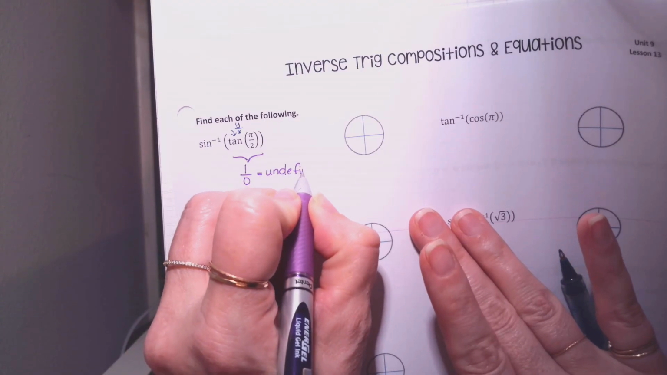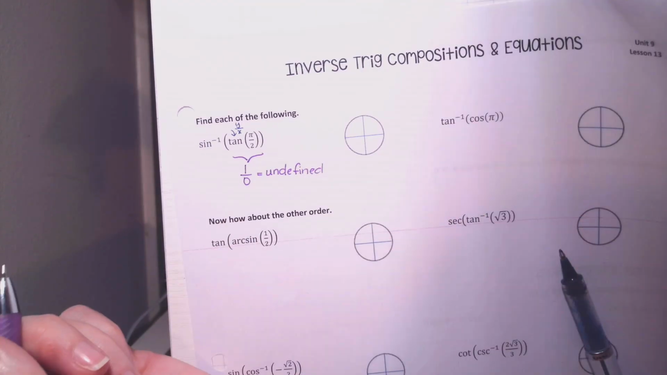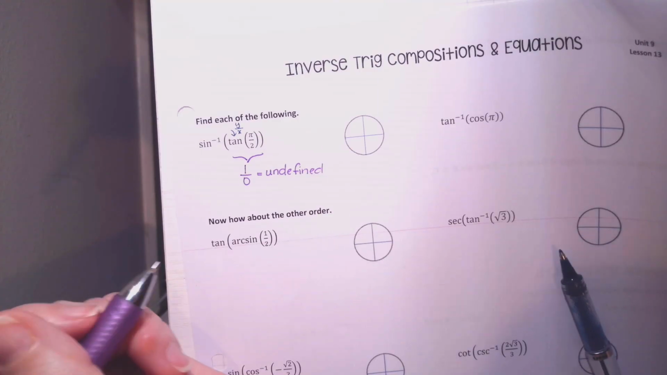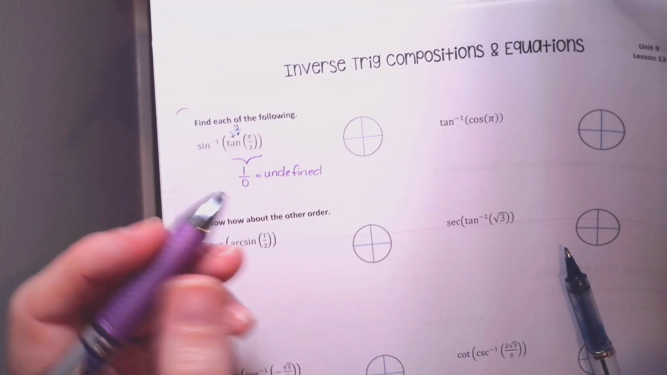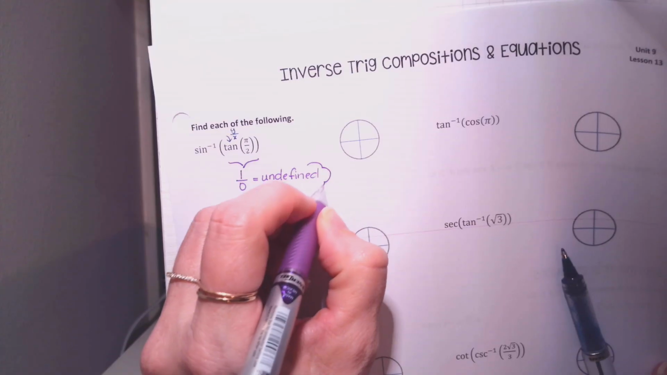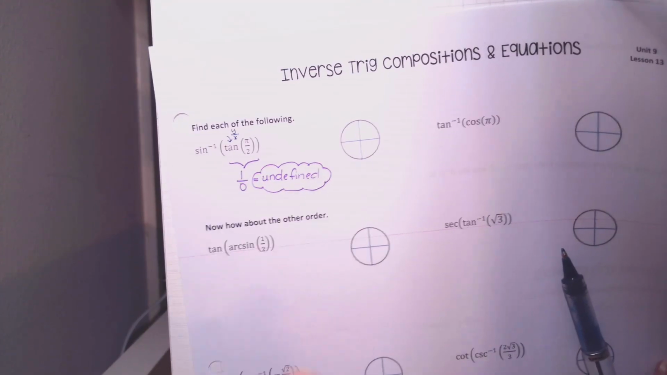Now, if the inside of the expression is undefined, we're done. We don't even have to continue. We don't have to find inverse sine of anything that's undefined. Our answer is just, it's not defined.